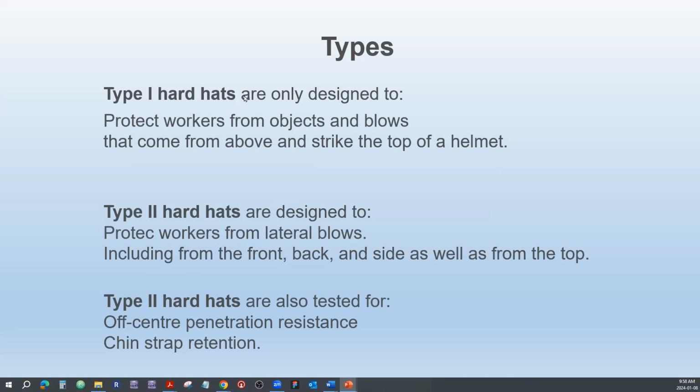Type 1 hard hats are only designed to protect workers from objects and blows that come from above and strike the top of the helmet. That's pretty much what we need. Now, type 2 are designed to protect workers from lateral blows, including from the back and side. Those will most likely be used in situations like oil rigs, when there are chains swinging.